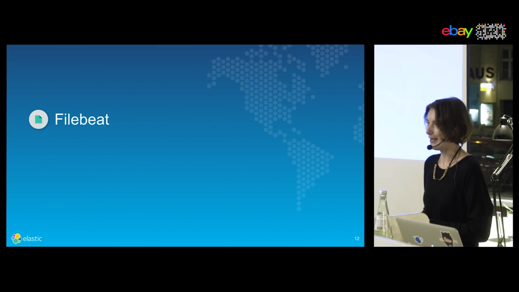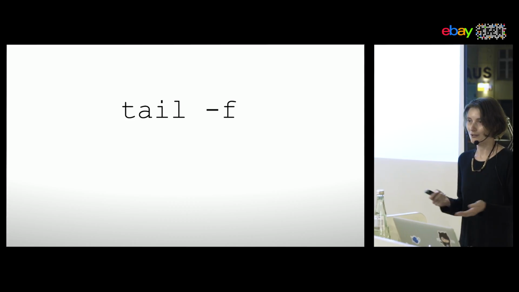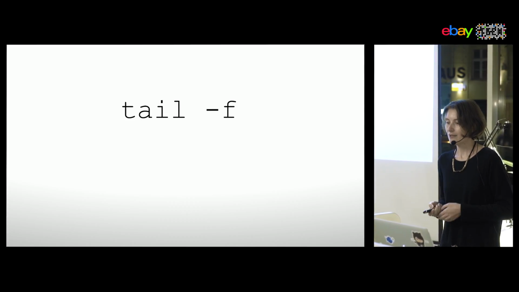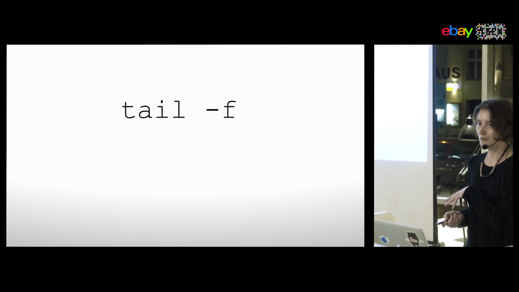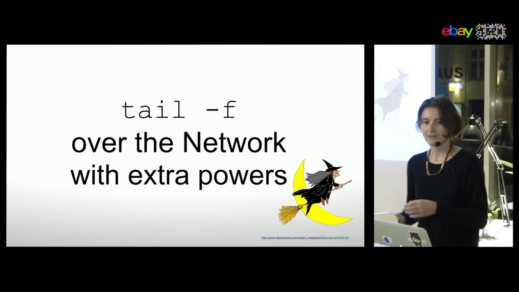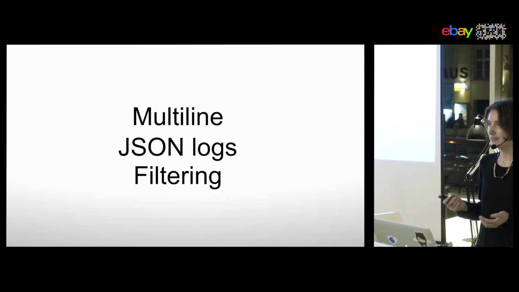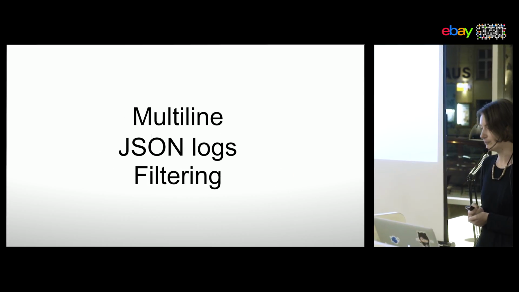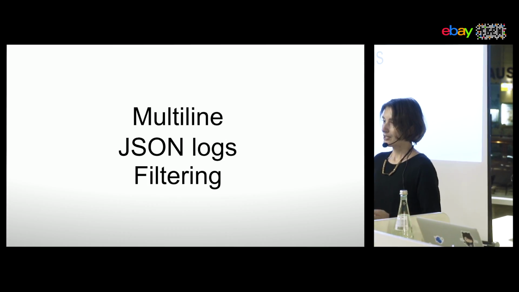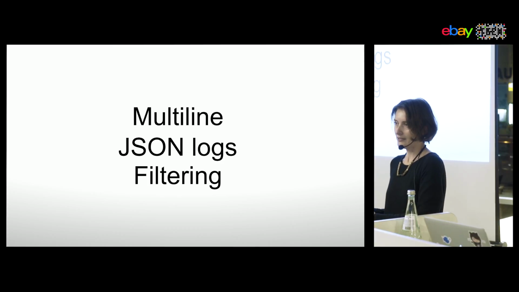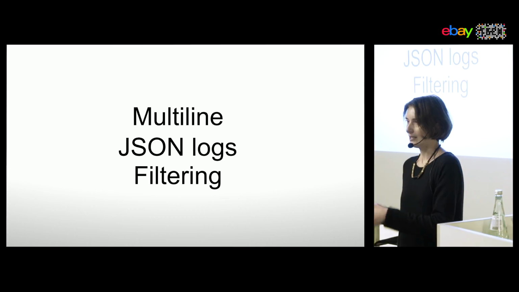So let's start with Filebeat. Filebeat is like running tail -f on all your servers, but instead of printing the result on the screen, you send it over the wire to Elasticsearch. And it also comes with some extra powers. For example, it has support for multiline. Think of these Java exceptions that are on multiple lines, and probably you want to group them together to see them as a single log line.